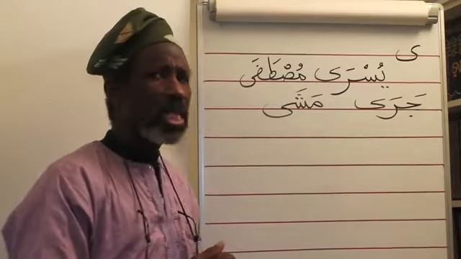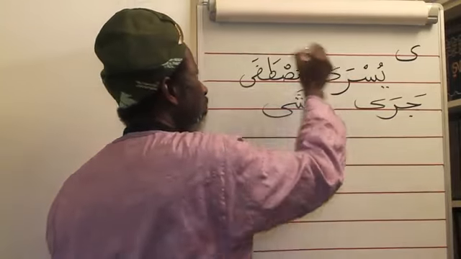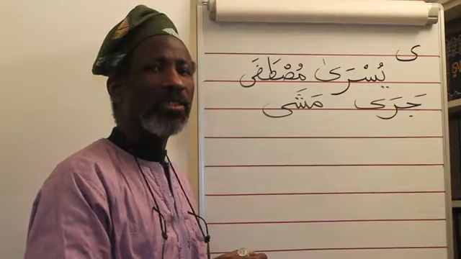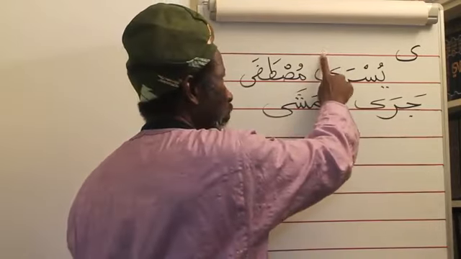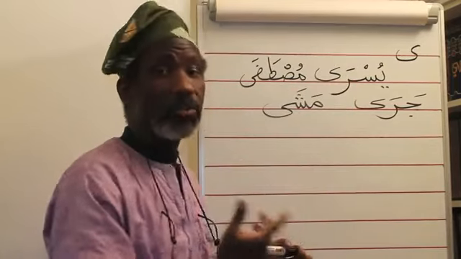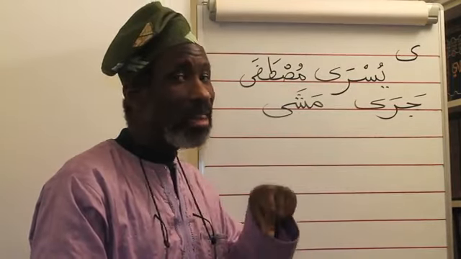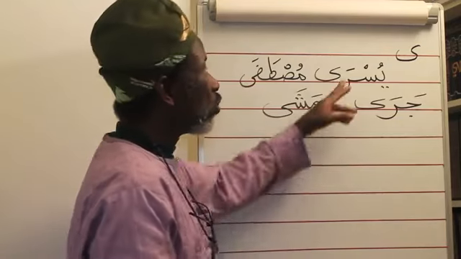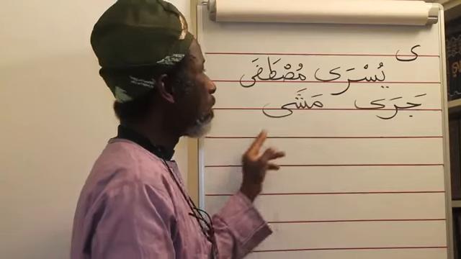Sometimes you see people trying to put a little alif like that to indicate it is the alif maqsura. No, there's no need for that at all. You don't have to put that symbol there. But if you find it, that's what's happening. They just want to indicate that this is a lengthening alif. So Yusra, Mustafa, jara, masha.